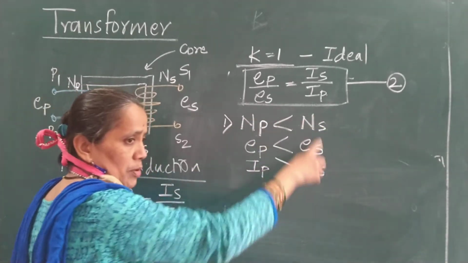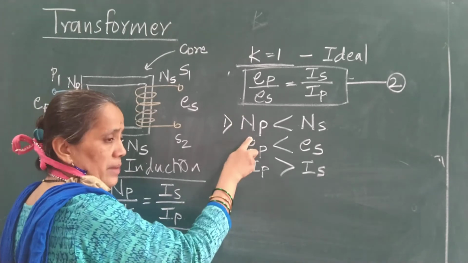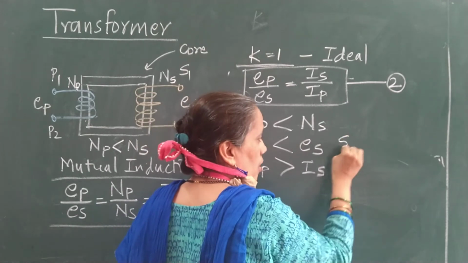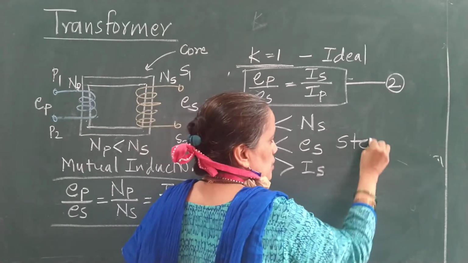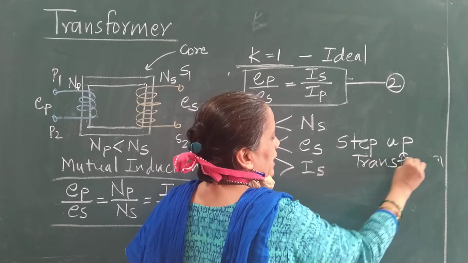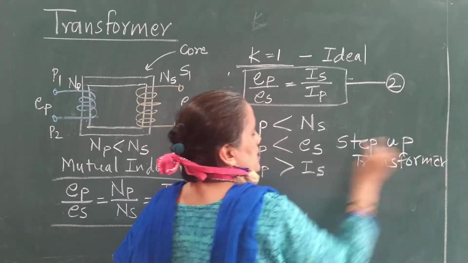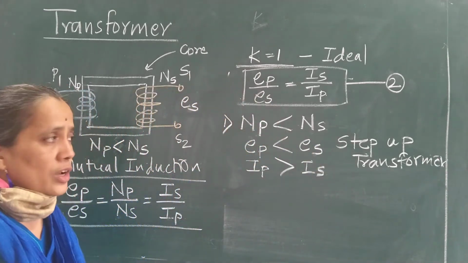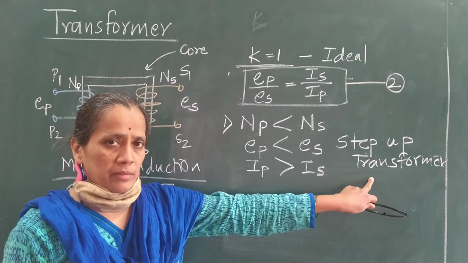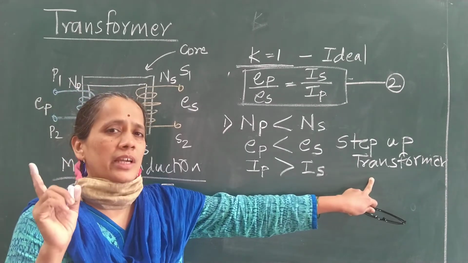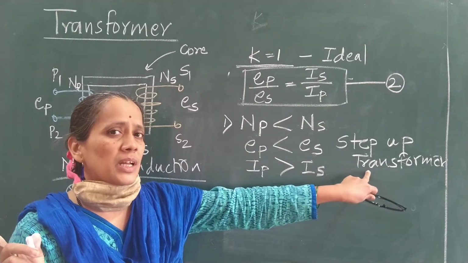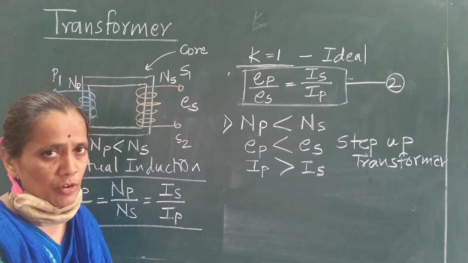And such type of transformer where primary number of turns are less than secondary is to be called a step-up transformer, because it gives more EMF across secondary as compared to primary. So it is to be called your step-up transformer. So your line transformer, whenever you are getting line voltage in your houses, at the roadside, whatever type of transformer you are getting, that is nothing but the step-up transformer.